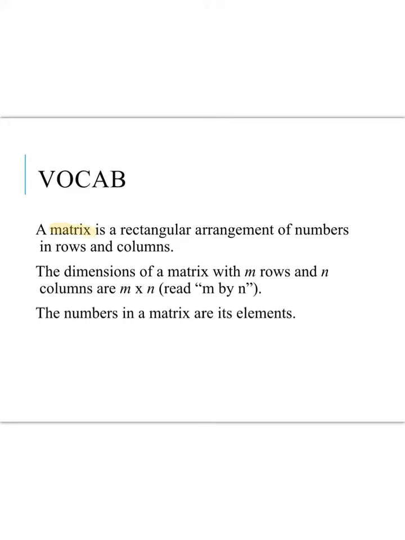A matrix is an arrangement of numbers in rows and columns. So here's an example of matrix A, and we have 2 rows and 2 columns. So the dimensions of this matrix is a 2 by 2, the number of rows and the number of columns. The numbers in the matrix are called its elements. So the elements of this matrix are 1, 2, 3, and 2.